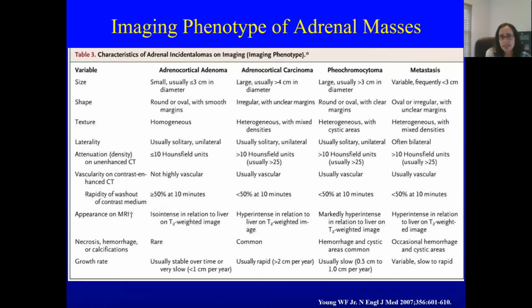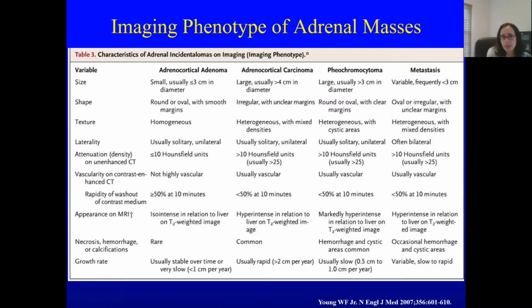So this is the less than 10 or greater than 10 Hounsfield units. Adrenal benign equals low Hounsfield units and high washout of contrast at 10 minutes, so greater than 50% washout. They're not highly vascular. They're often iso-intense in appearance in relation to the liver. They're usually stable over time or grow very slowly.